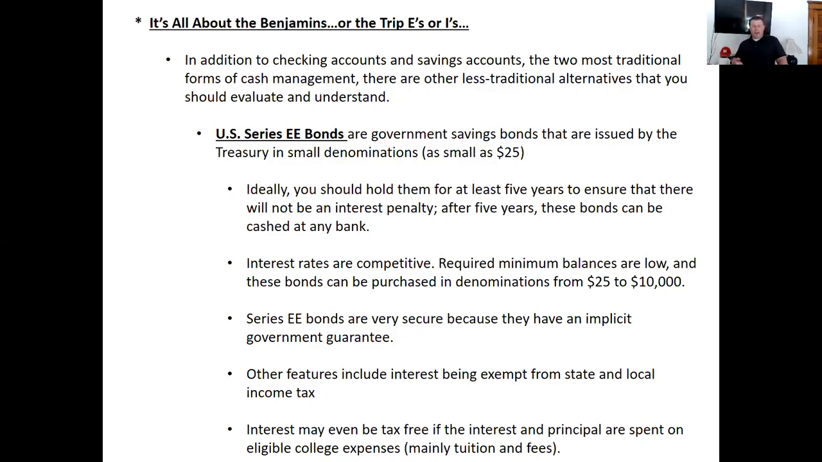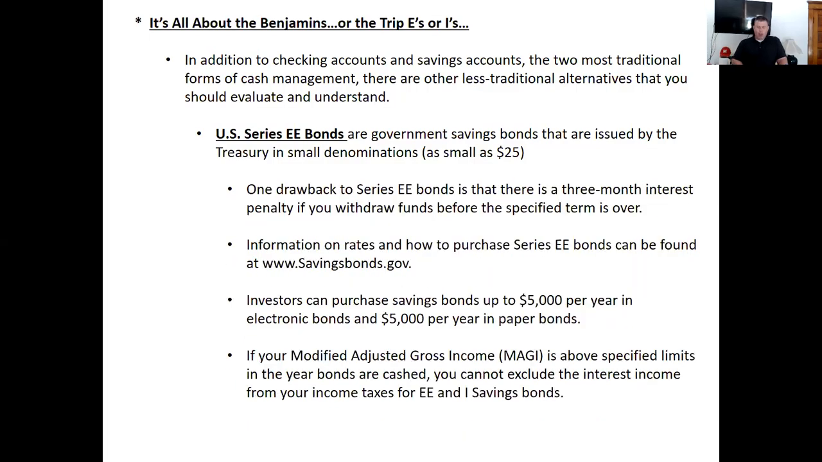Other features include interest being exempt from state and local income tax. Interest may even be tax-free if the interest and principal are spent on eligible college expenses, such as tuition and fees. One drawback to Series EE bonds is that there's a 3-month interest penalty if you withdraw funds before the specified term is over. Information on these rates and how to purchase them can be found at savingsbonds.gov.